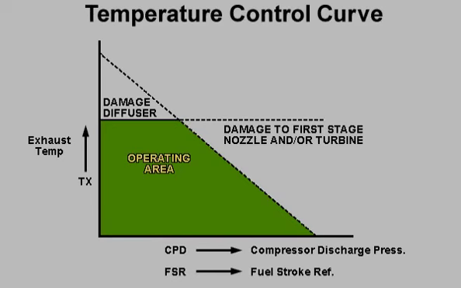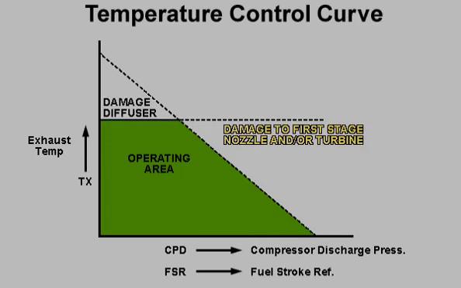The use of this formula generates the relationship between exhaust temperature and compressor discharge pressure or fuel stroke reference as shown by the graph. The control system tries to maintain a temperature within the highlighted region. Should the temperature exceed the curve at low CPD or FSR, damage to the diffuser area may result. Should the temperature exceed the curve at higher CPD or FSR, damage to the first stage nozzle or turbine may result.